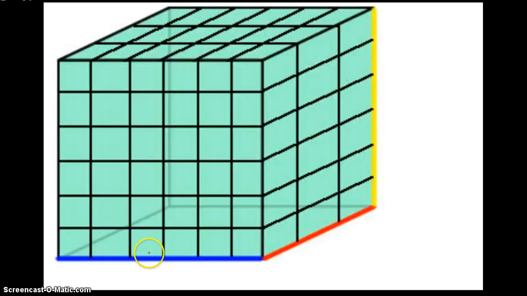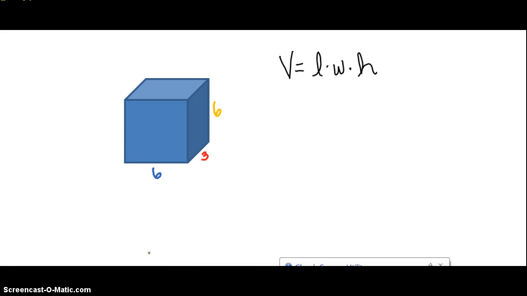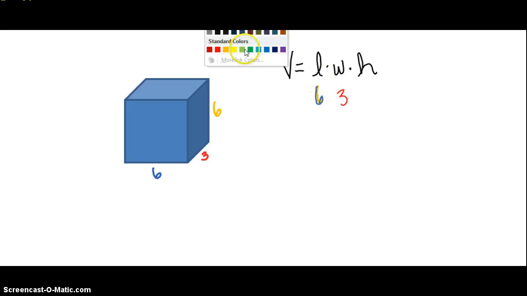Let's try to find out the volume of his cube. You saw there were 6 squares across the bottom, 3 squares back, and then 6 squares up. So our length was 6, our width was 3, and our height was 6. So we need to multiply those together, length times width times height, to find the volume.